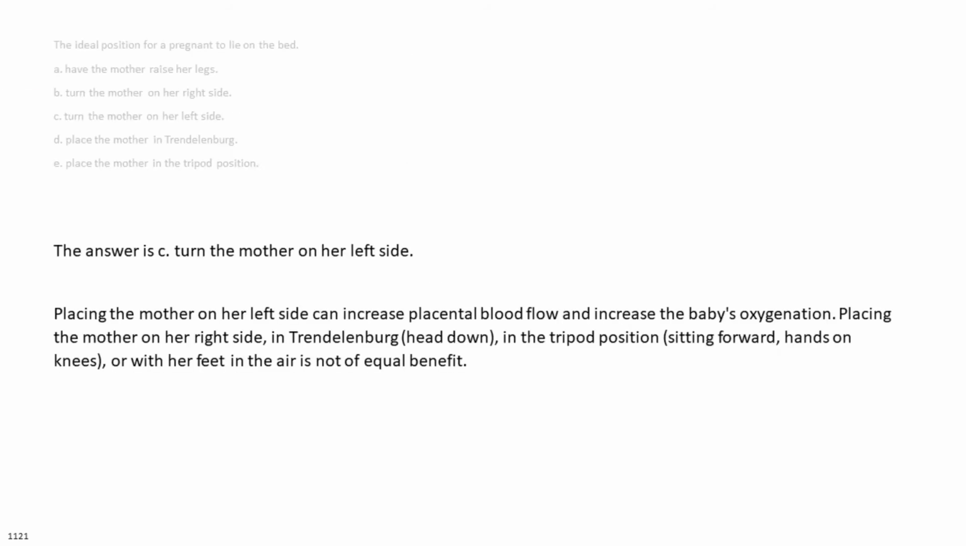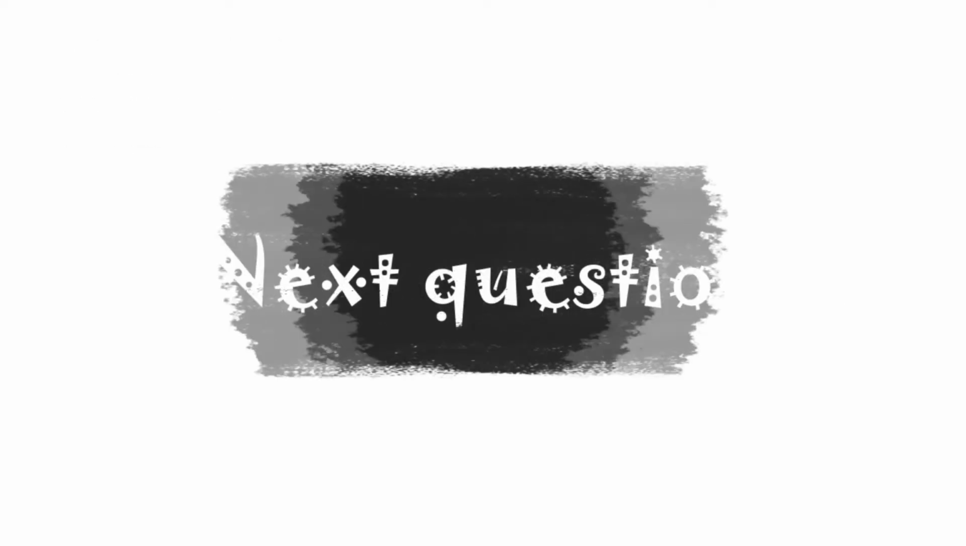The answer is C. Turn the mother on her left side. Placing the mother on her left side can increase placental blood flow and increase the baby's oxygenation. Placing the mother on her right side, in Trendelenburg, head down, in the tripod position, sitting forward with hands on knees, or with her feet in the air is not of equal benefit.